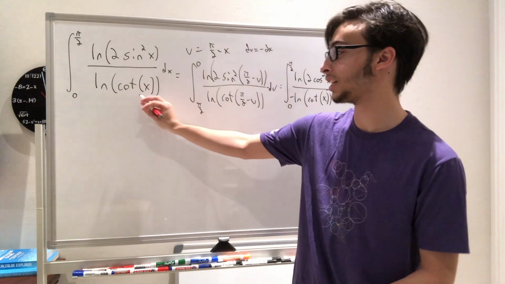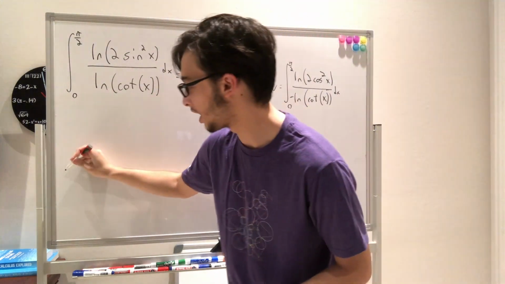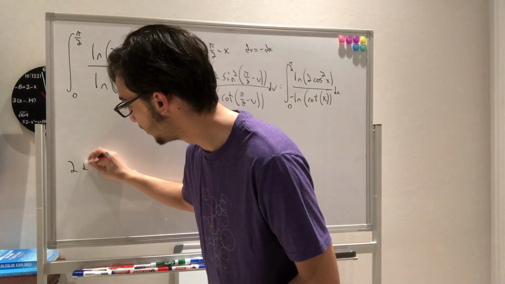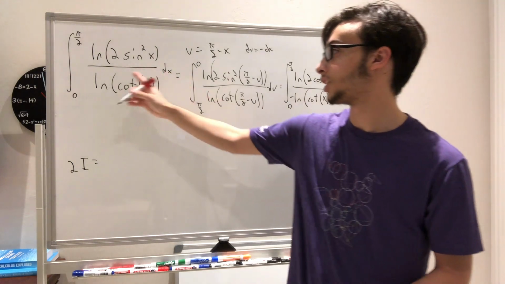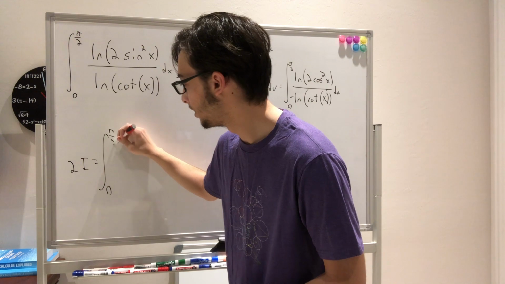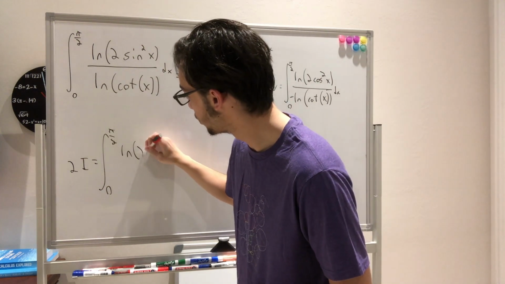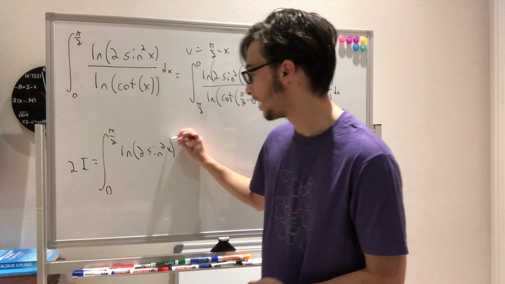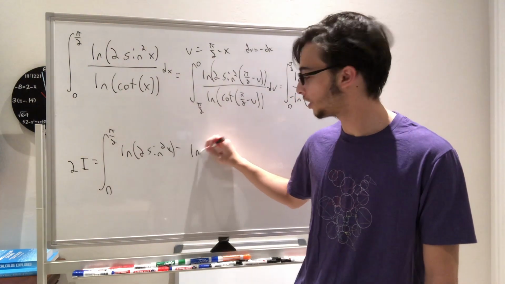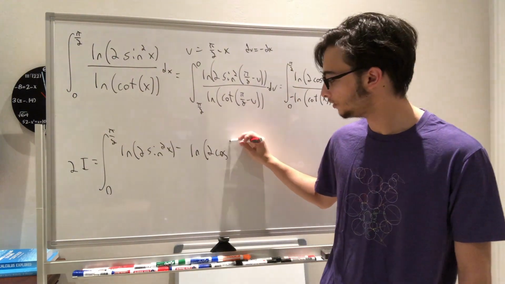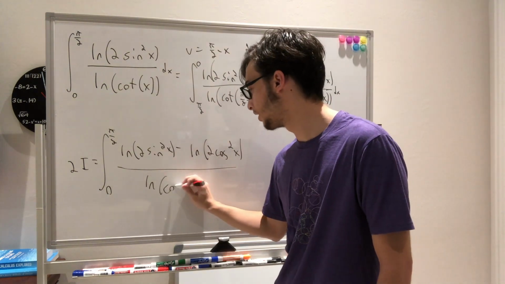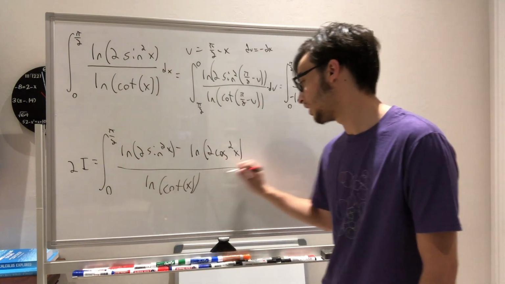And what we'll get is this integral, which is I, which is what we're going to solve for. So let's just say I plus I, we're adding 2 of that same integral. So we're going to get 2I equals this plus this. And so when we add these together, we're going to get, first of all, the integral from 0 to pi over 2. Now the numerator is going to be natural log of 2 sine squared of x. And now over here, we're going to take this negative and bring it up here. So we're going to have a minus natural log of 2 cosine squared, all over natural log of cotangent of x dx.